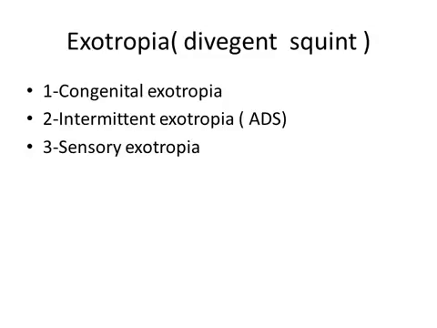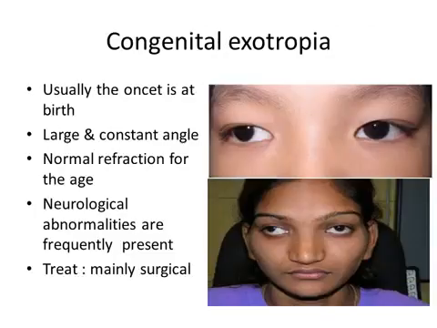Now for exotropia, or divergent squint, we will talk about three types: congenital exotropia, intermittent exotropia or alternating divergent squint, and sensory exotropia. In congenital exotropia, usually the onset is at birth. Again, we have a large and constant angle and no associated significant refractive error, so normal refraction for the age. But usually there are associated neurological abnormalities, like CNS abnormalities and convulsions. And again, the treatment, like congenital esotropia, is mainly surgical.